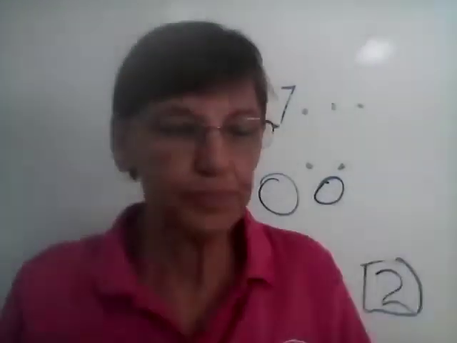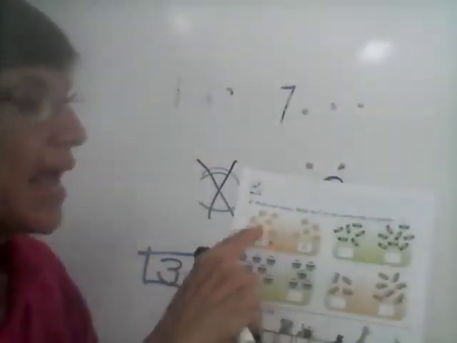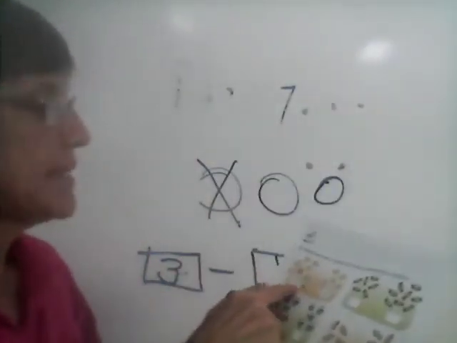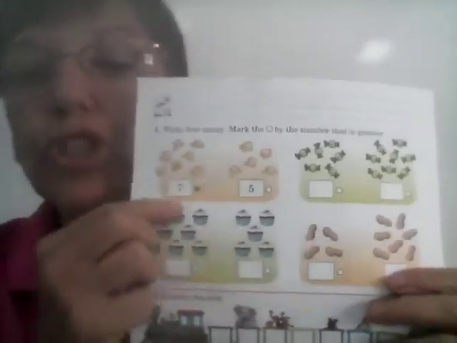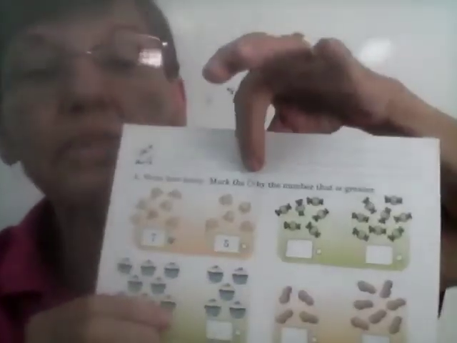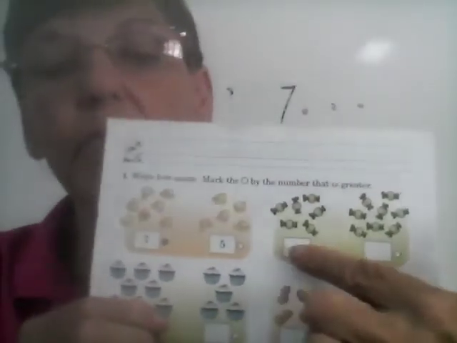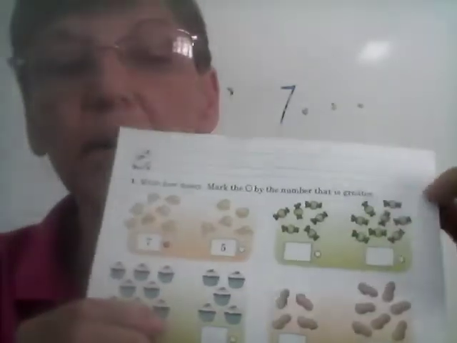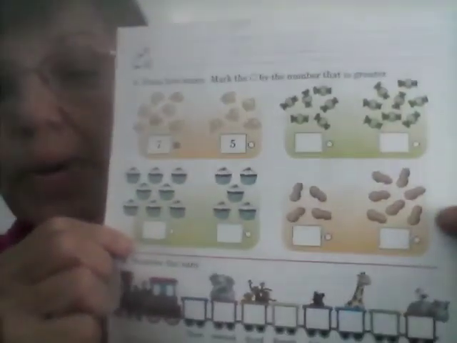Flip the page. See how we can do this, okay? Up here, count how many pieces of popcorn. How many are there? 7. The first one. The second one is 5. Which one is more? Count them. Put the number in the box. Color the one that is more. Same with the cupcakes and the peanuts, okay?